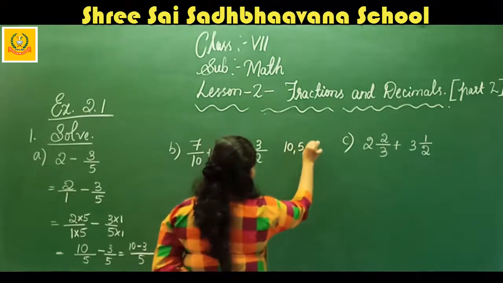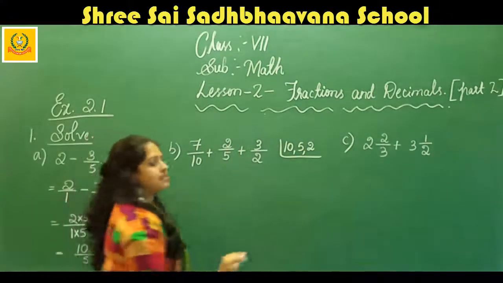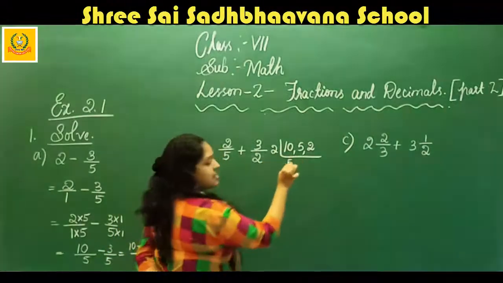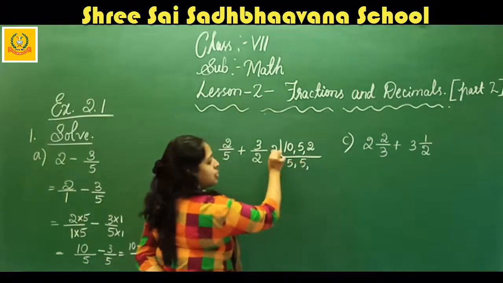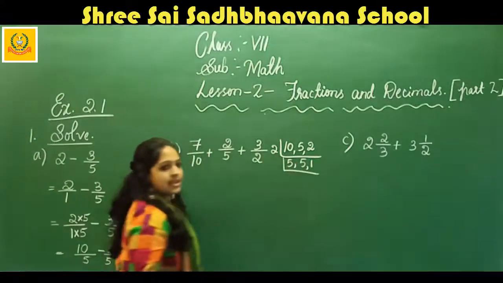10, 5, 2. So we'll start from the smallest number. I will take 2. 2 how many are 10? 2 5s are 10. Okay, 5 I cannot divide, so I will write 5 as it is. 2 how many are 2? 2 1s are 2. Okay, yes.